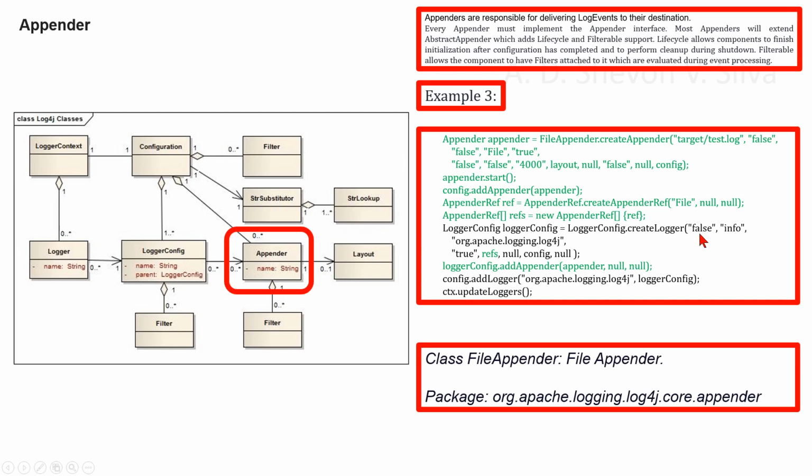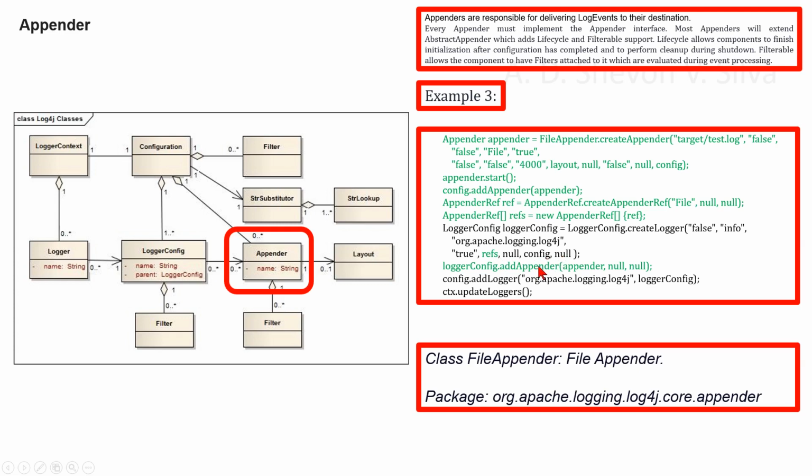And this is additivity. This is deprecated and use the createLogger with boolean method here. And this is log level, and this is logger name. Include location, refs here, properties, configuration, and filter.